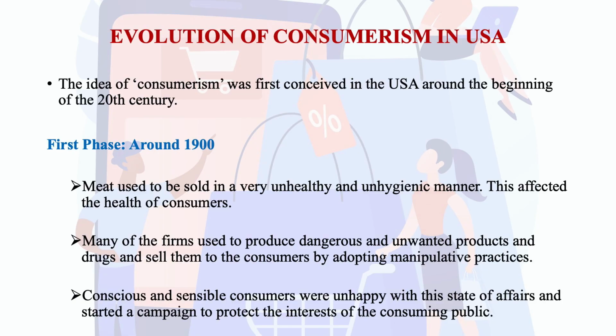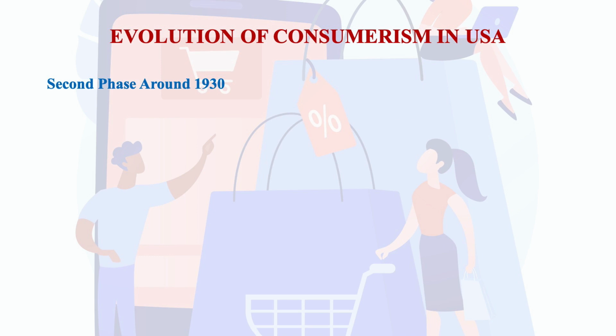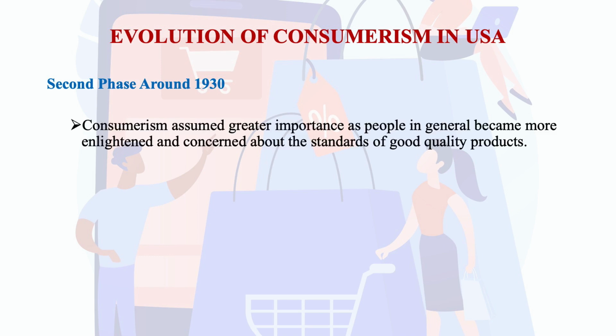Many conscious and sensible consumers were unhappy with this state of affairs and started a campaign to protect the interests of the consuming public against meat and meat-related products and drugs and drug-related products. That was the beginning, around 1900. Then in the second phase, around 1930 onwards, consumerism gained greater importance as people in general became more enlightened and concerned about the standards of good quality products, because awareness was created by publicity, and people started discussing the matter publicly by holding meetings and all those things.